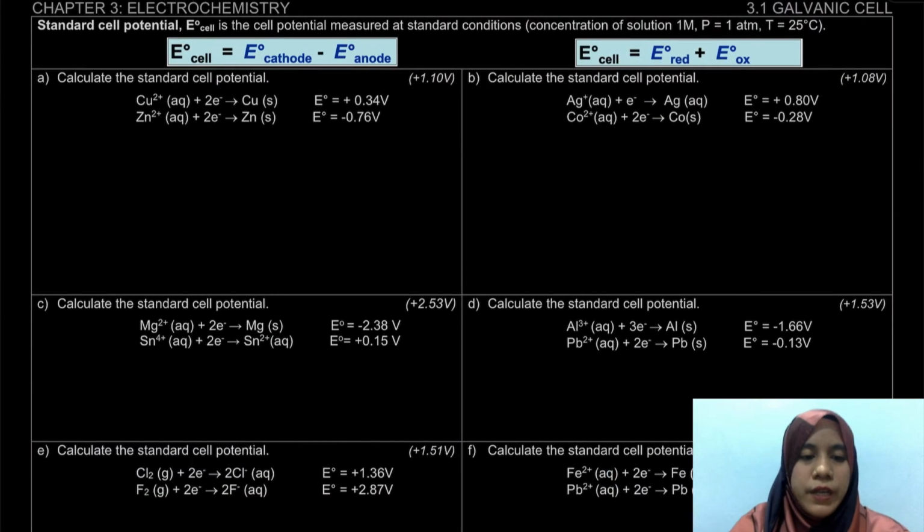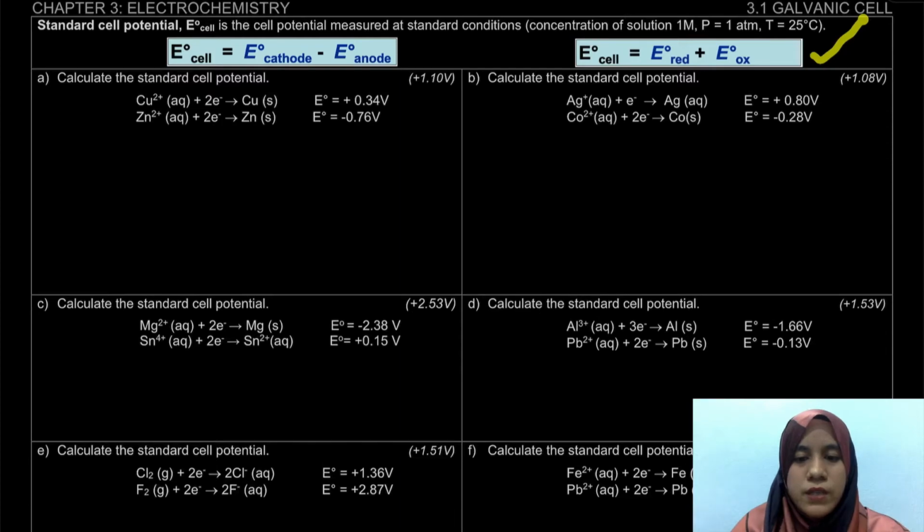Next, what we're going to look at is how to calculate the standard cell potential. Again, what is the standard cell potential? It's the cell potential measured at standard condition. For the calculation, E°cell is equal to E0 cathode minus E0 anode. Or to make it easy to remember, it's kakak tolak adik, E0 kakak tolak adik, or also E0 cucu tolak atuk. Imagine the grandchild pushing the grandfather in a wheelchair. I would prefer to use this one. Or we could also use E°cell equal to E0 reduction plus E0 oxidation.